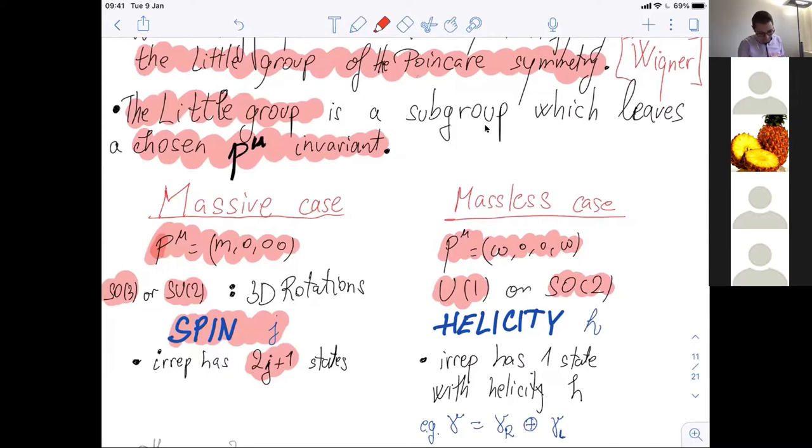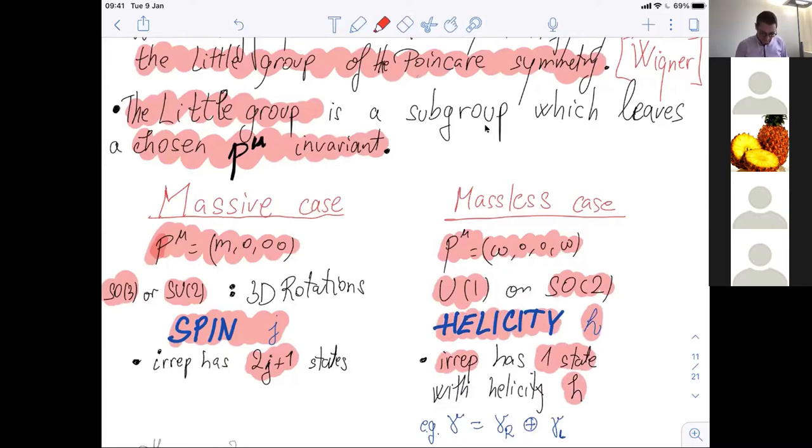And now we talk about the projection of the spin on the axis of motion, this quantity is called helicity, H. So for the massless case, we have the quantity which is called helicity. So if you want to classify, say, the massless particle, then you say its momentum and its helicity. Irreducible representations have only one state with helicity H.